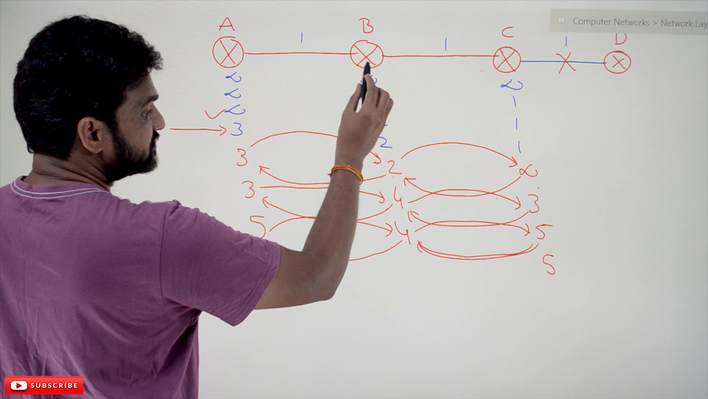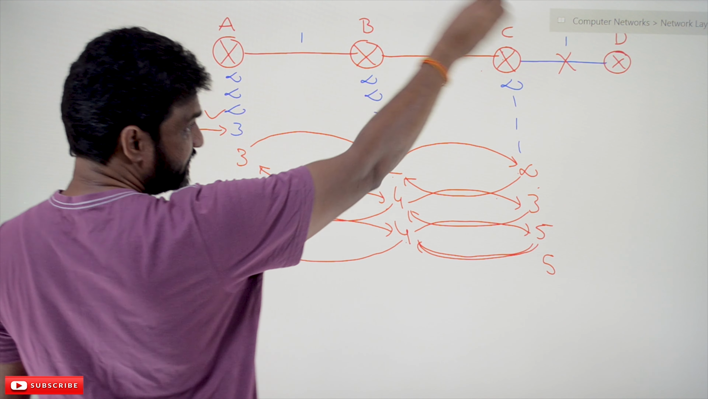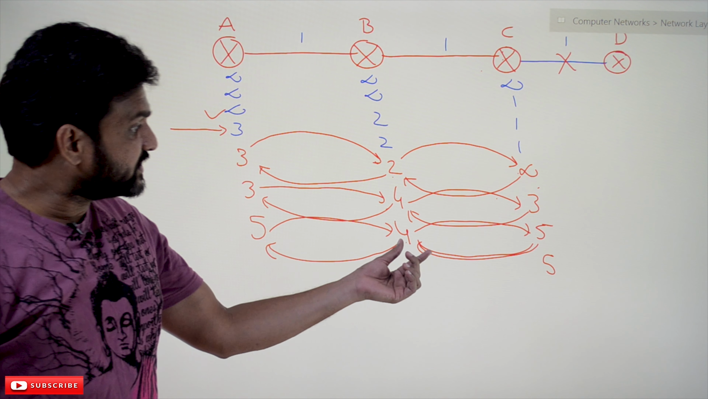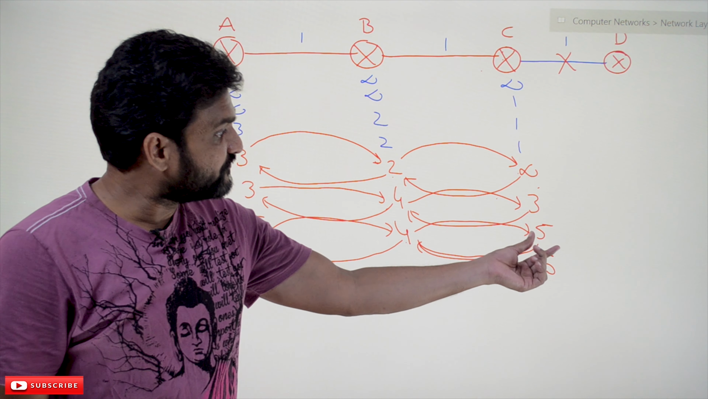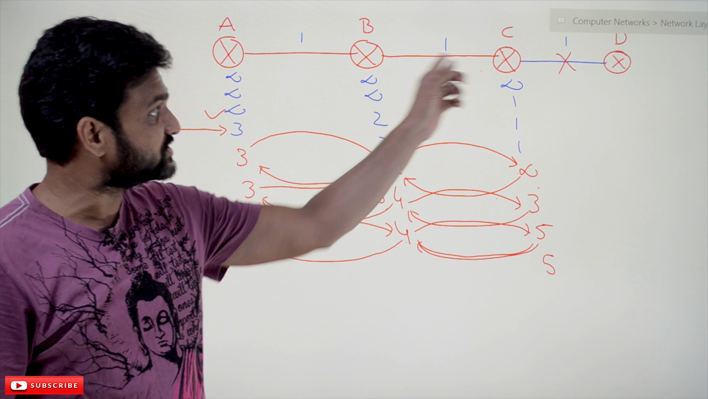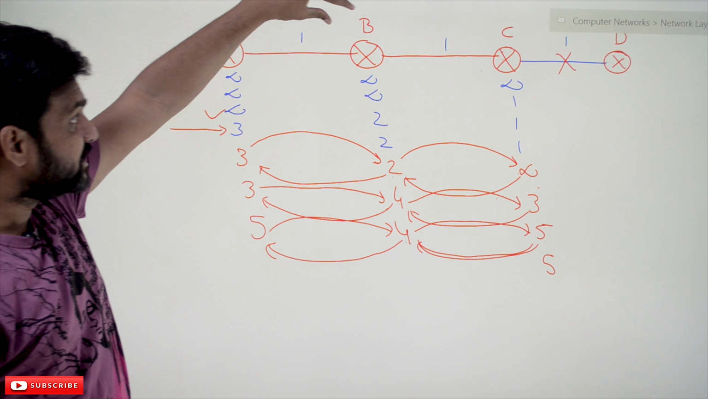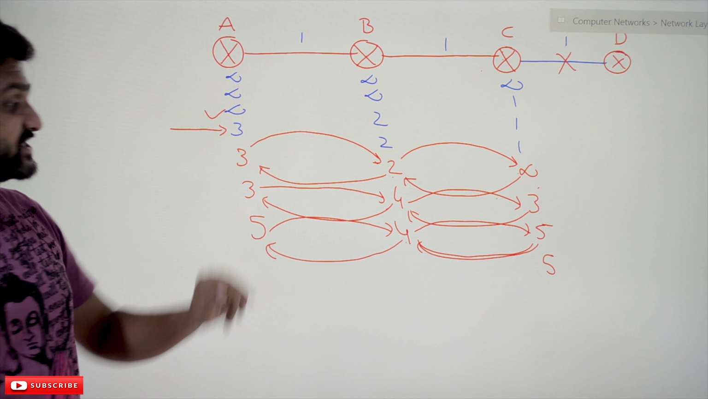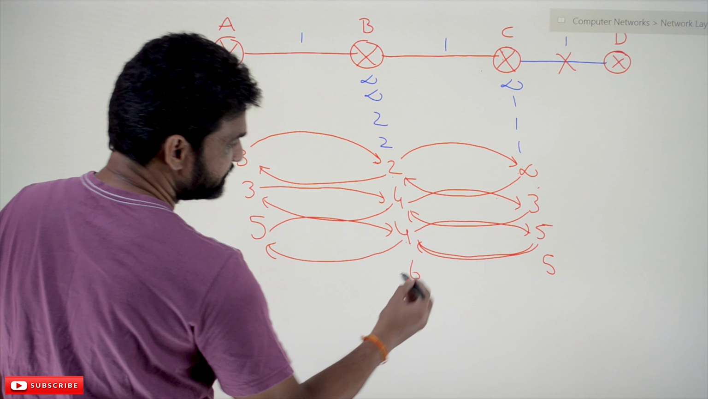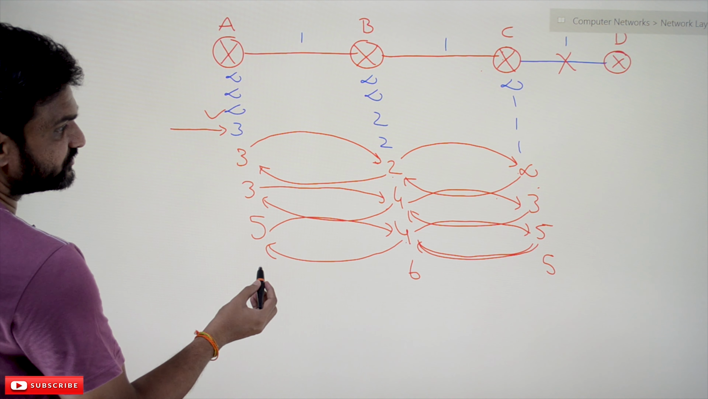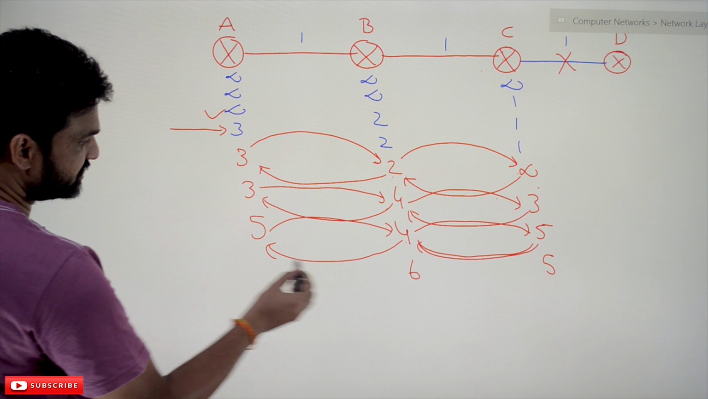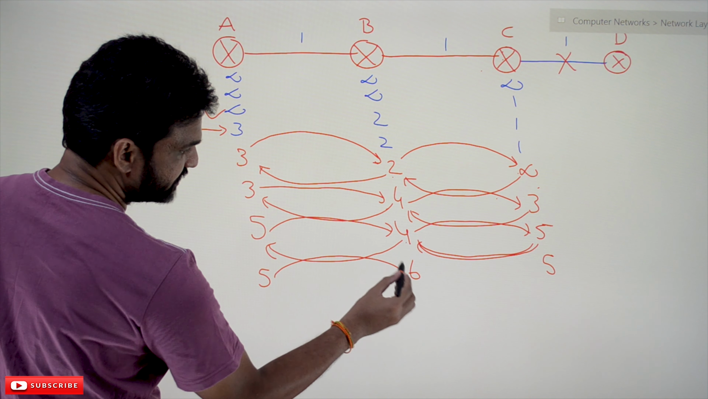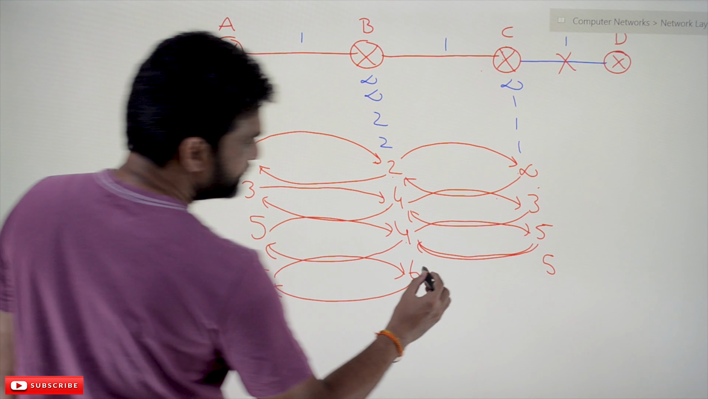So 5, for B to transmit the data to D, it takes 5 units of distance if it transmits through C, and from B to C it is taking 1 unit. So it is 5 plus 1, which is 6. This one again becomes 6. Similarly, this will remain the same because it got 4. 4 plus 1 is 5. I am going a little bit faster. Okay, so again the update has been done.